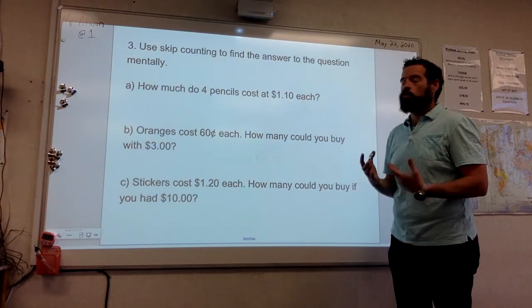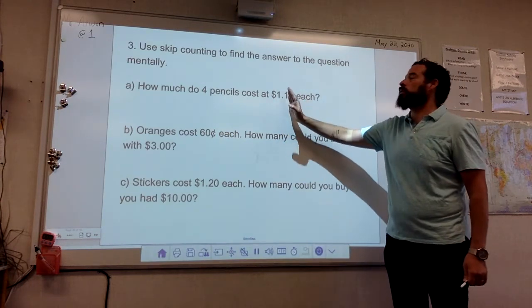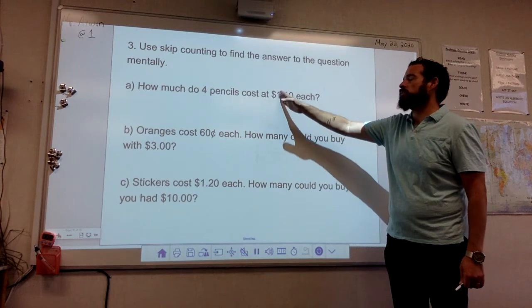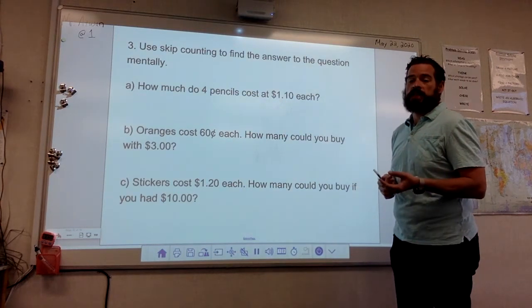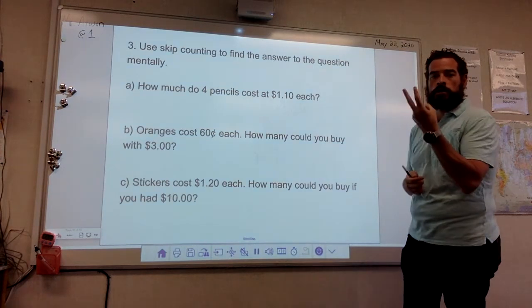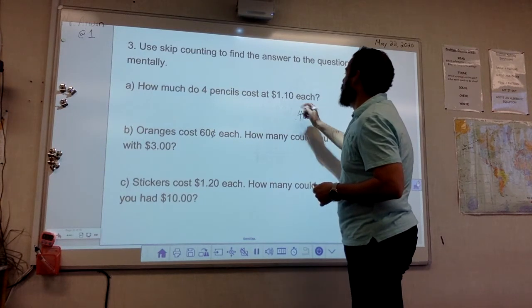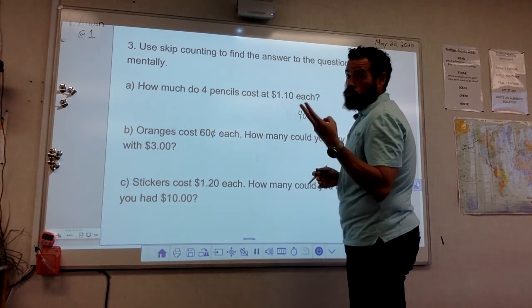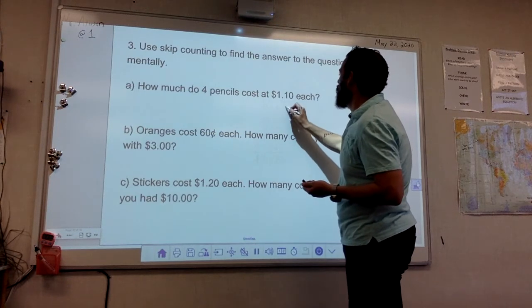each? And so basically what you can do, you can break this down into 2 different parts. You've got your 10 cents, your $1. So to find how many cents you're going to have, you skip count tens. So 10, 20, 30, 40. So that's going to tell you it's going to be 40 cents. And then here, 1, 2, 3, 4. We're just adding ones to each other. So $4.40.